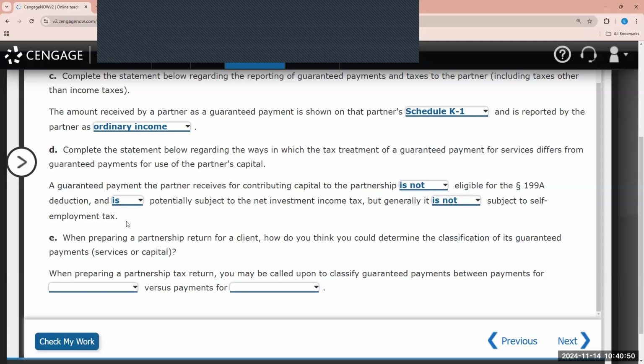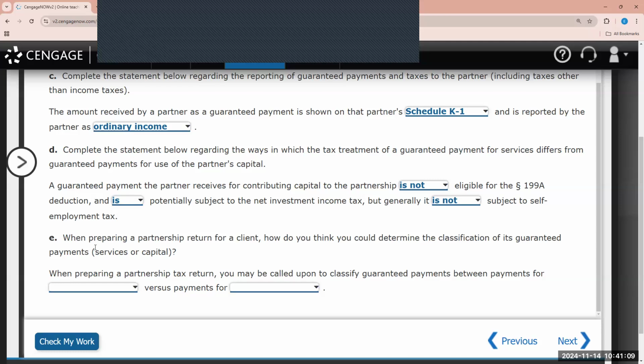So again, these are some things that you want to make sure that you understand. That way, as you advise clients, they have a good idea of the impact that the decision to set up or form a partnership will have.